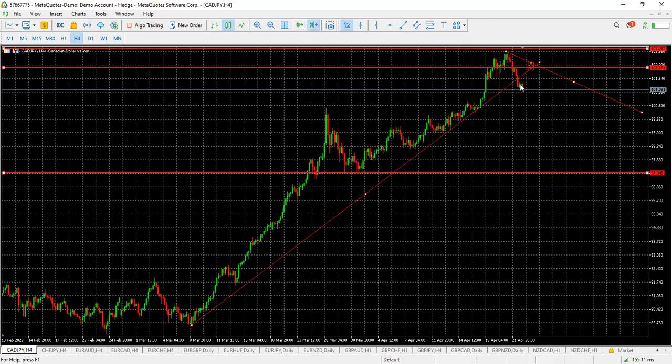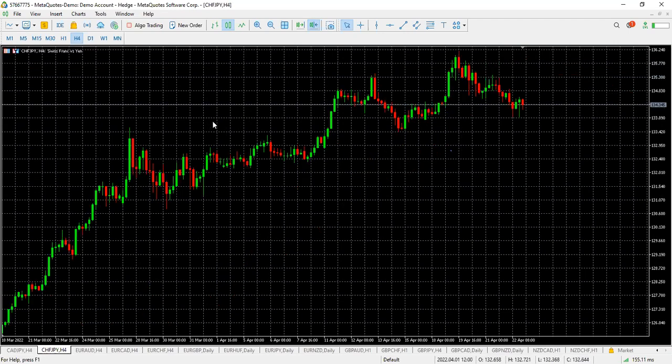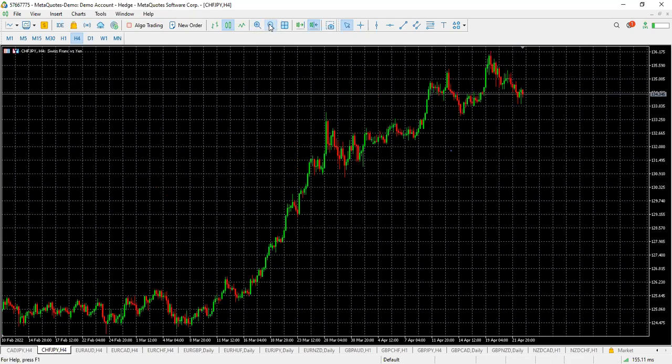This trend now is broken here. Let me get another pair to explain this breakout and retest, and then taking a trade. I think we should be rounding up soon. Now, this is an uptrend. Okay, this is CHF JPY.